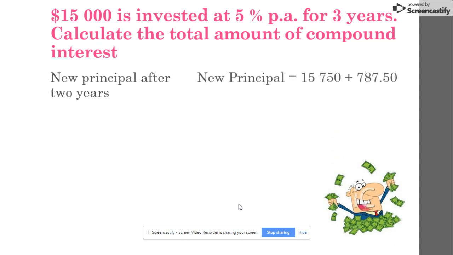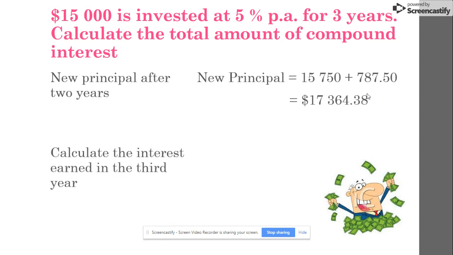So calculated after 2 years, we looked at how our new principal was $15,750, but now we've added on $787.50. So now our principal is $17,364.38. Woohoo! Let's see how much we can make in this last year. So we start from the beginning again, and we calculate the interest earned in the third year. There we go. PRT. Our principal is now this. Our rate, we know, is 0.05, and time is 1 year.